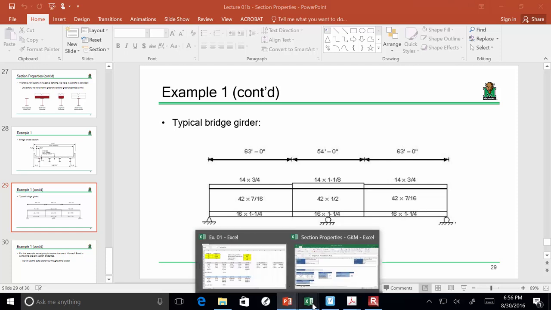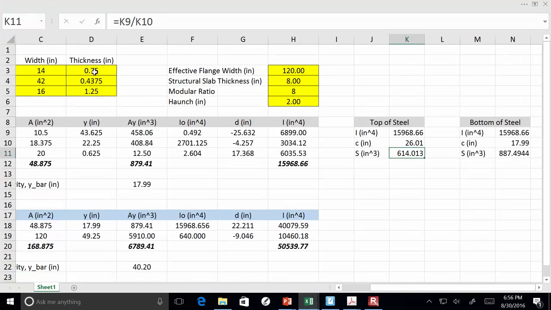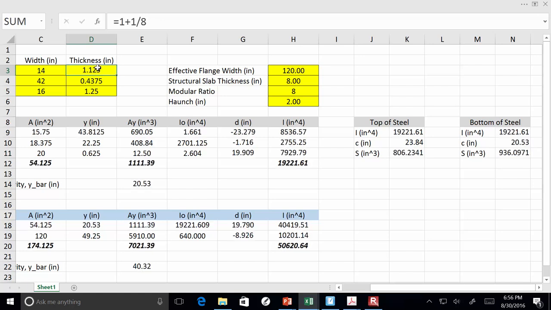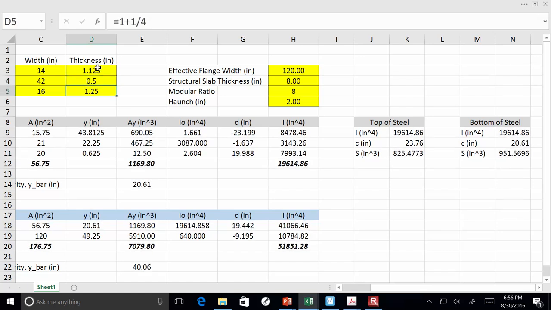So let's see. What do we got? So this becomes 1 1/8, and this becomes 0.5. Again, notice that everything else updated. Notice that everything else updated. This is just a point for later. I thought about this, and I thought this might be worth mentioning.